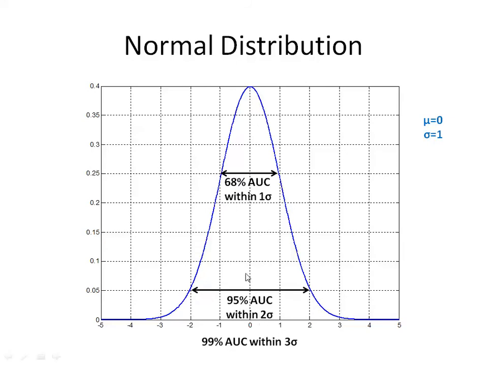Within 2 standard deviations of the mean is 95% of the area under the curve, and within 3 standard deviations of the mean is 99% of the area under the curve.